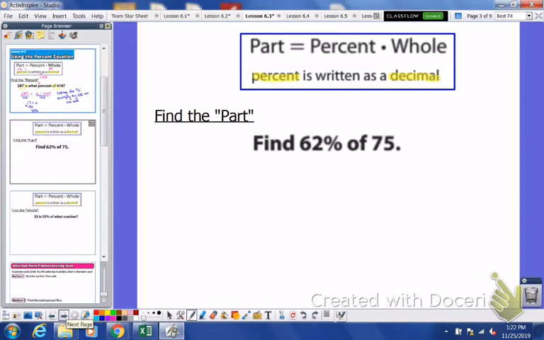All right, next example. Again, we have that part equals percent times whole, where percent is written as a decimal. So find 62% of 75. So there's our of. So this is our whole is 75. We have our percent, but we need to divide this by 100 at the beginning because it has to be written as a decimal. So that gives us 0.62. And there's nothing here about the part, so that means that our part is our variable. So part, the variable, equals percent as a decimal times our whole.